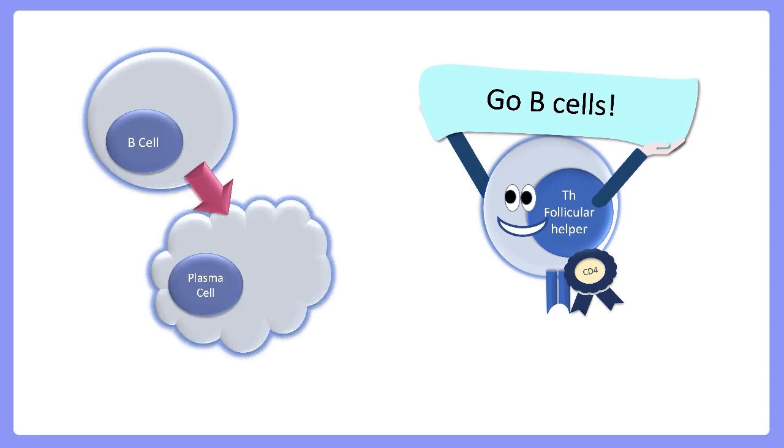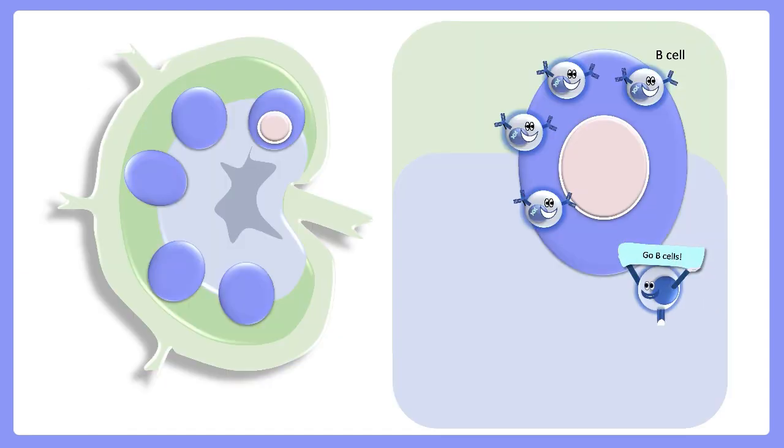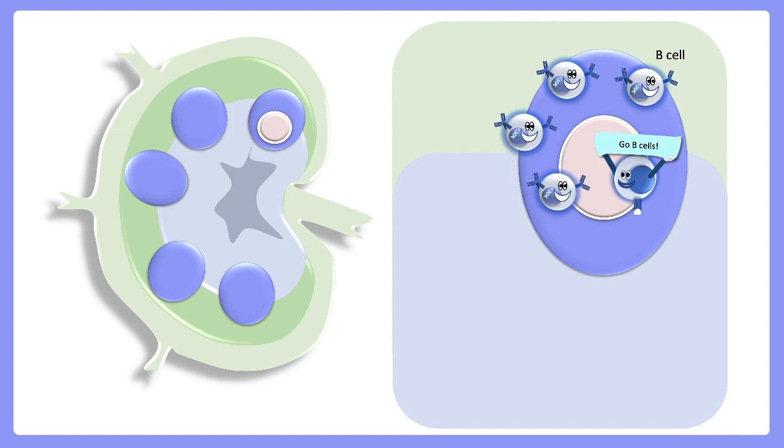And they also make sure that they generate the highest affinity antibodies that they possibly can to a particular antigen. Most of these T helper follicular helpers position themselves around the edge of the follicle, right next to the B cell. But a few cells gain access to the germinal centre, where all the B cell action happens.